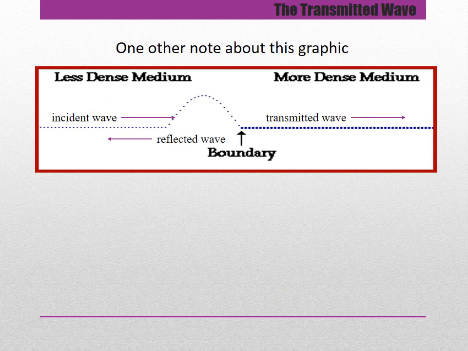One other note about this graphic: we have the incident wave coming from the less dense medium. What's going into the more dense medium we call the transmitted wave, and then we can see that part of the incident wave is reflected back. Since we're going from a less dense medium to something more dense, from a material that's easy to move to a material that is harder to move, it acts as a fixed end, and that reflected wave comes back inverted.